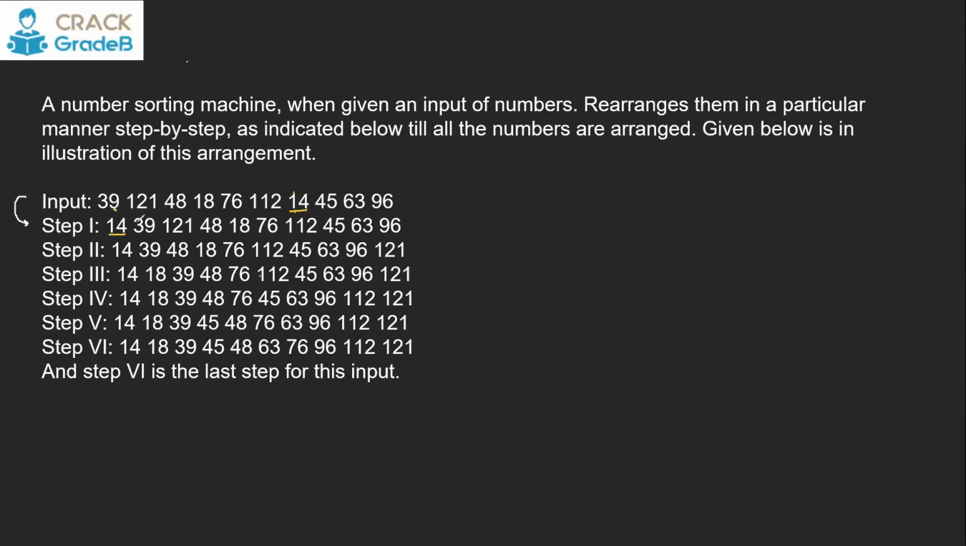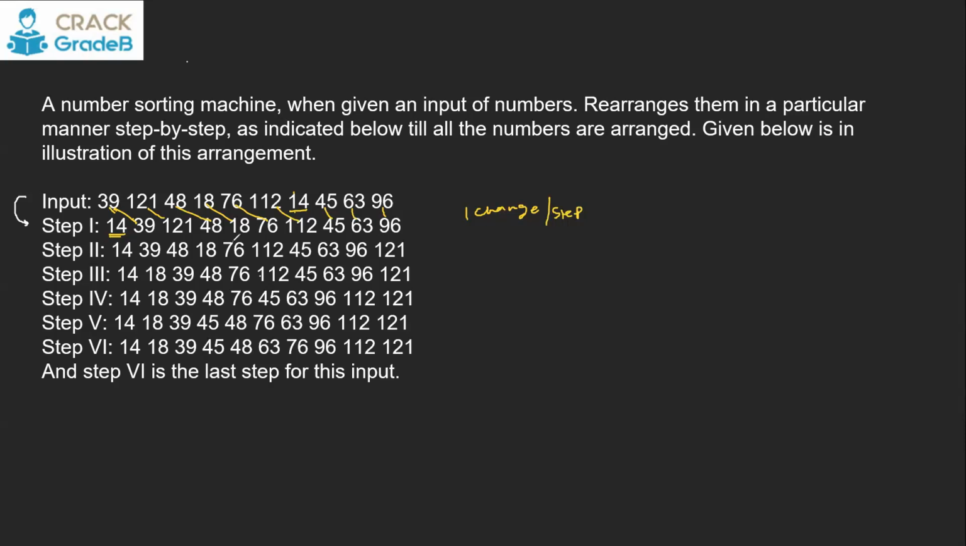After that, the 39 is there, 121 is there, 48 is there. That means the remaining numbers are on their place itself. That means only one change per move is happening. Sometimes there can be multiple changes as well. So one change per step is happening, and the change is that the smallest number goes in front.